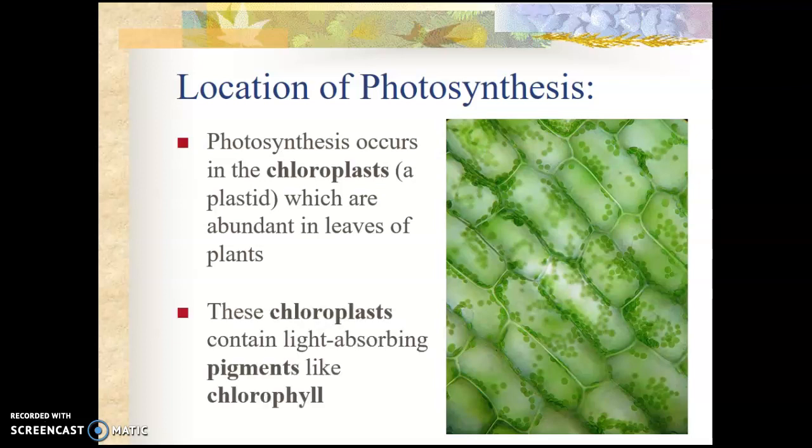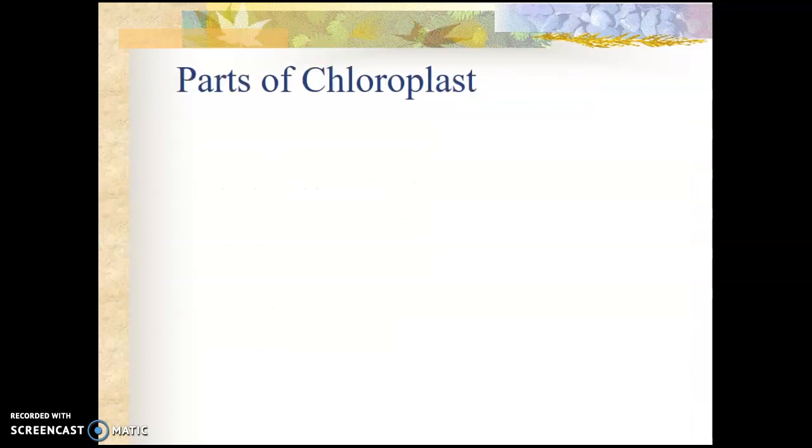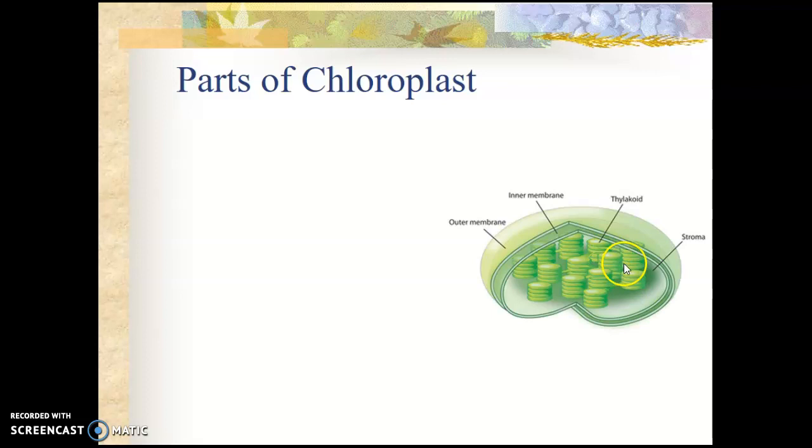Remember, chloroplasts have pigments called chlorophyll, which is a light-absorbing pigment. So it absorbs light energy from the sun so that the plant can transform that energy into a form that it can use. So the chloroplast has a couple of parts, as you saw. We do have an outer membrane as well as an inner membrane. So this is like a double layer of membrane for the chloroplast.